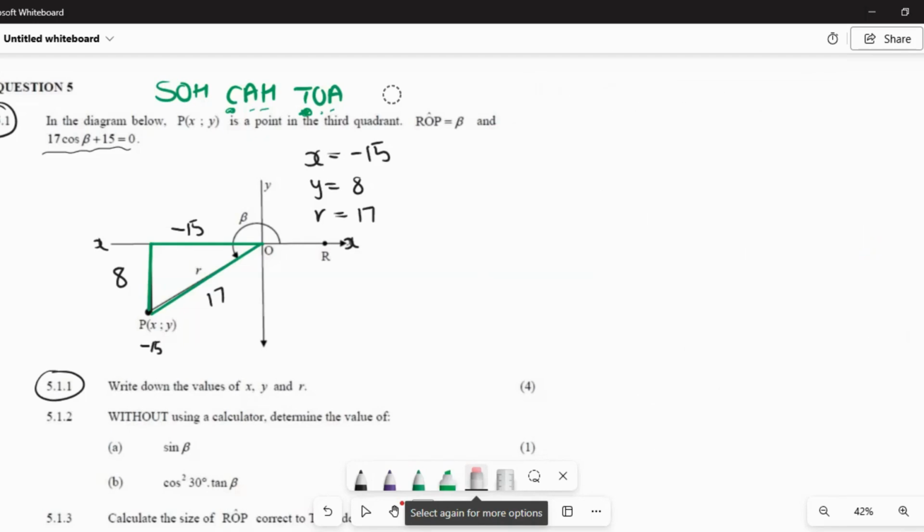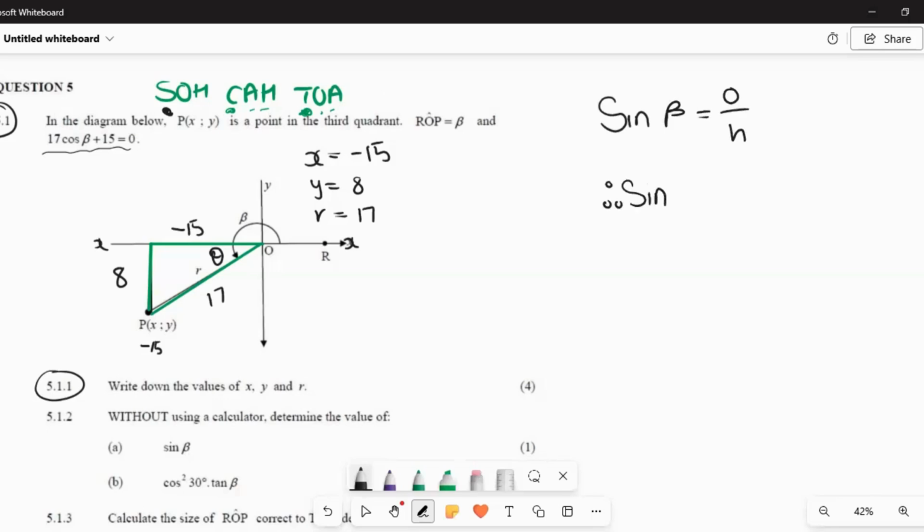5.1.2, they're saying now in this case, remember our beta is there, right? So they're saying without using the calculator, determine the value of sine beta. So sine beta, from SOHCAHTOA, sine is opposite over hypotenuse. Looking from sine beta, our opposite is this one. And remember all the time that our 90 degrees is there. So now our opposite is 8 over our hypotenuse, which is 17. So that is our value.